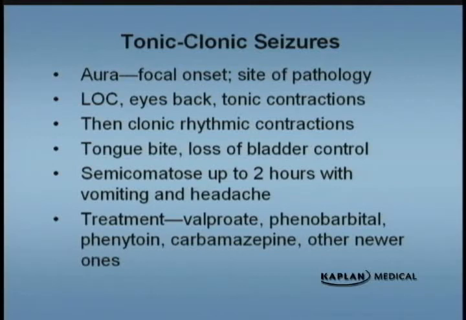Tonic-clonic seizures are these generalized discharges. They usually have an aura. They will have a loss of consciousness. The eyes will roll back in their heads, and they will have these tonic contractions. Then they'll start having clonic rhythmic contractions.